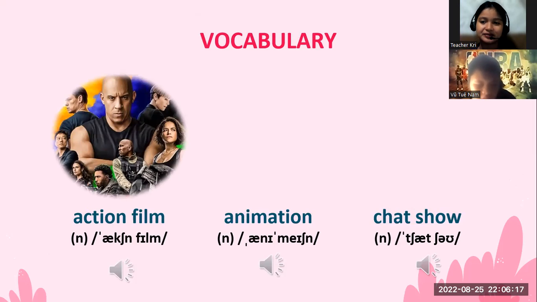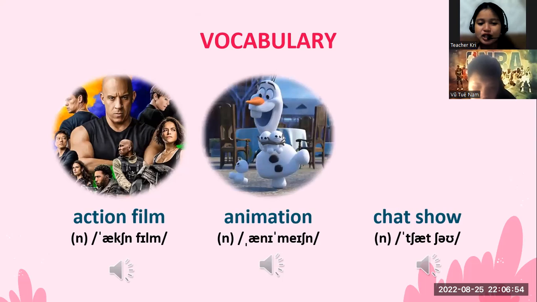Okay, what can you see in an action film? Okay, so in action film, there is always something like a gun. Yeah, gun, yes. People are fighting. So those are an example of action film. Okay, next is animation.